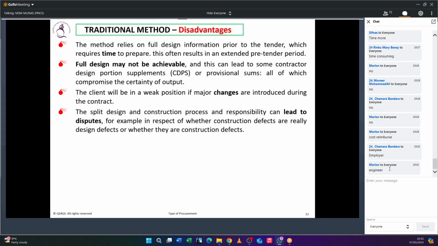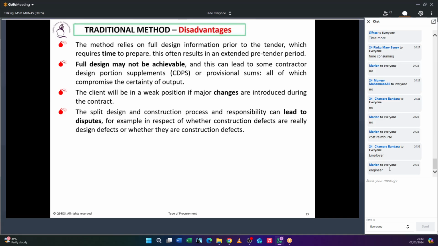Now there are construction defects. Let's say there are two types of defect. Are you aware of that? Patent defect and latent defect. Now the construction is handed over, and you see major cracks in the building, which is life threatening to the occupants.